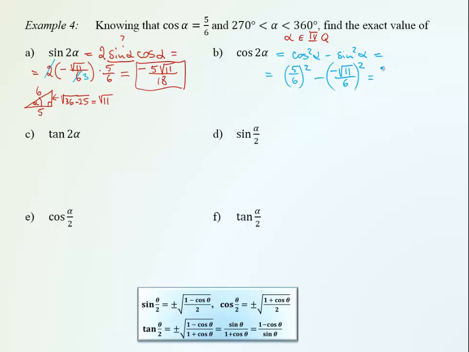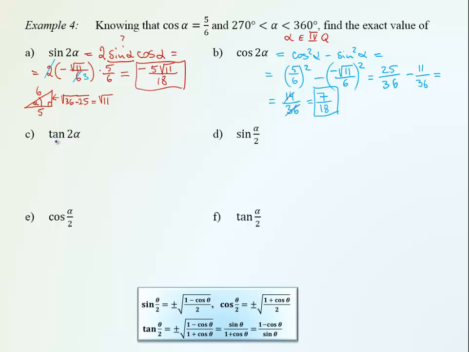So we end up with 25/36 minus 11/36. Altogether, 25 minus 11 is 14/36, and we are able to reduce this by 2, so it will end up with 7/18. Final answer.